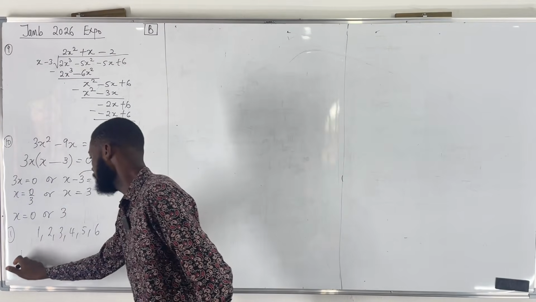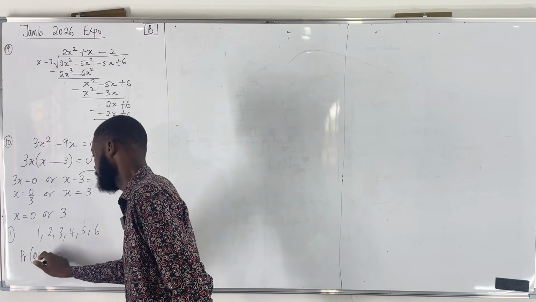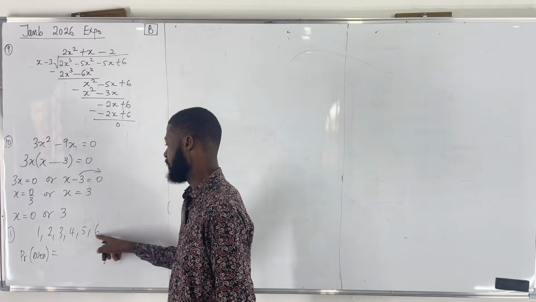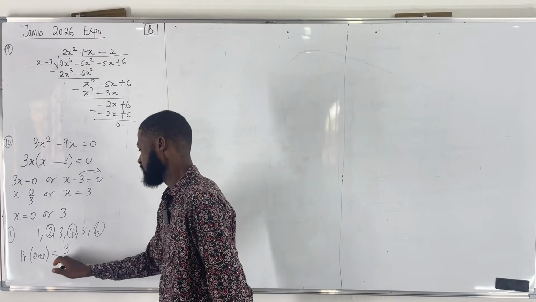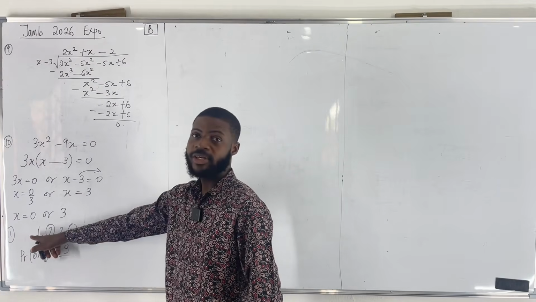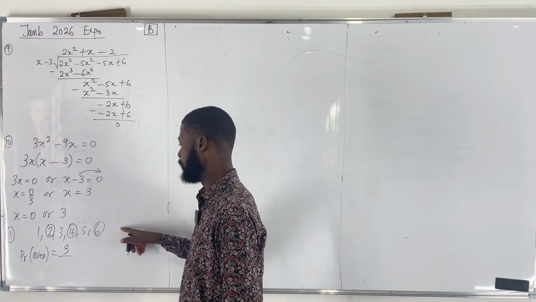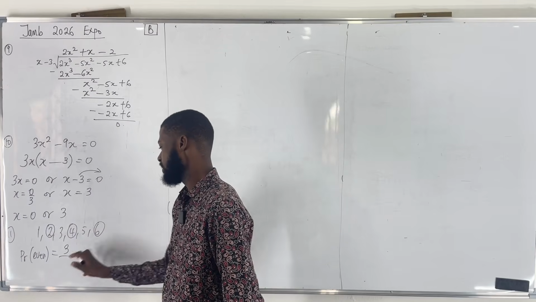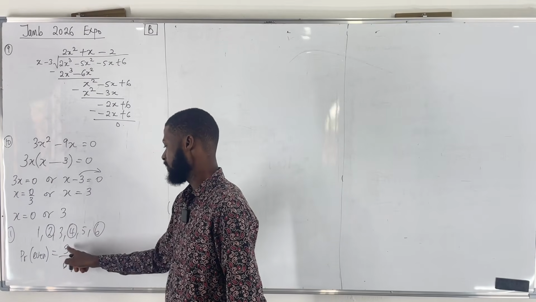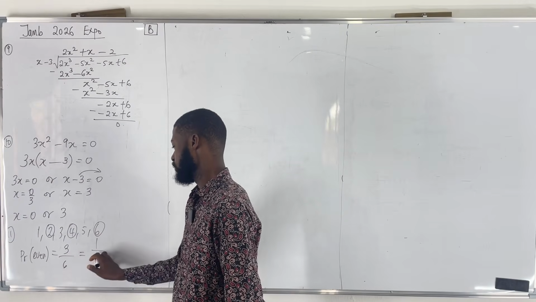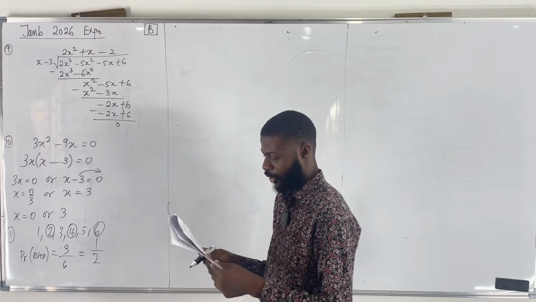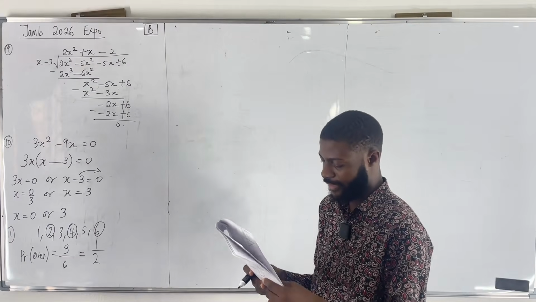So probability of picking an even number will become, how many even numbers do we have here? This is 1, 2, 3. So we have 3 even numbers, divided by, how many numbers in total? What are the possible numbers we could get? We could get 6 numbers. So when you cancel out, 3 into 3 is 1, 3 into 6 will give you 2. So the answer for that will become 1 over 2, which is B.